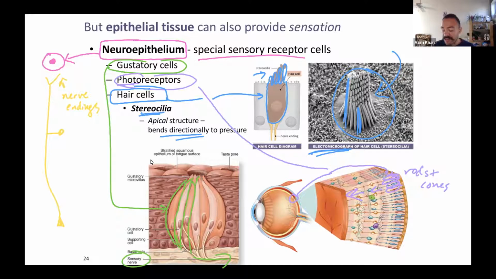Where do we find stereocilia? Why would they be bending? They're used for pressure coming from hearing or for your sense of balance. It's called your vestibular sense. If you're not quite sure what that is yet, we'll get to that later. Very broadly, it has to do with balance and head movement. So those are 3 examples of neuroepithelium: gustatory cells on your tongue, in your taste buds; photoreceptors in the back of your eye, the retina; and hair cells in your inner ear for balance and hearing.